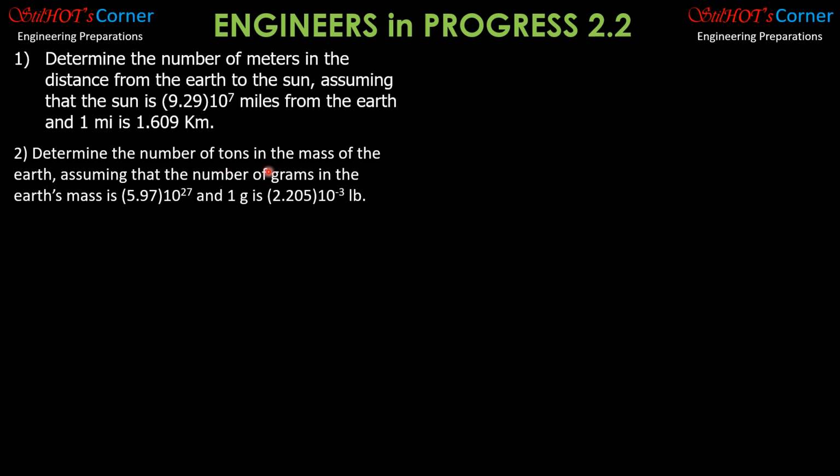Determine the number of tons in the mass of the Earth, assuming that the number of grams in the Earth's mass is 5.97 times 10 to the 27, and 1 gram is 2.205 times 10 to the negative 3 pounds. Also note that 1 ton is 2,000 pounds, or 2 times 10 to the 3 pounds.